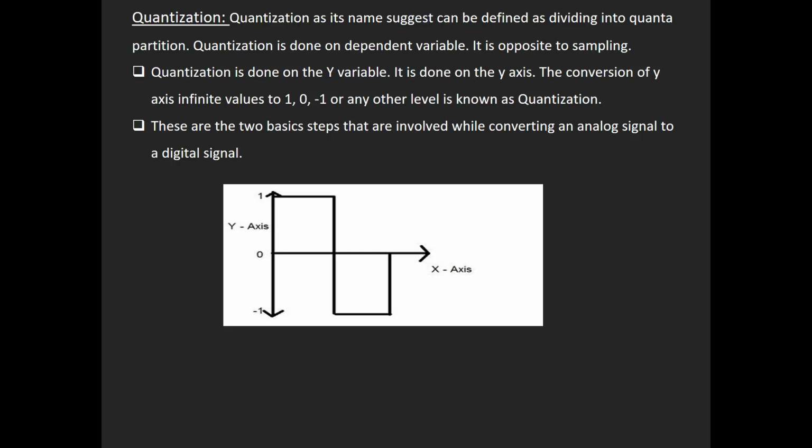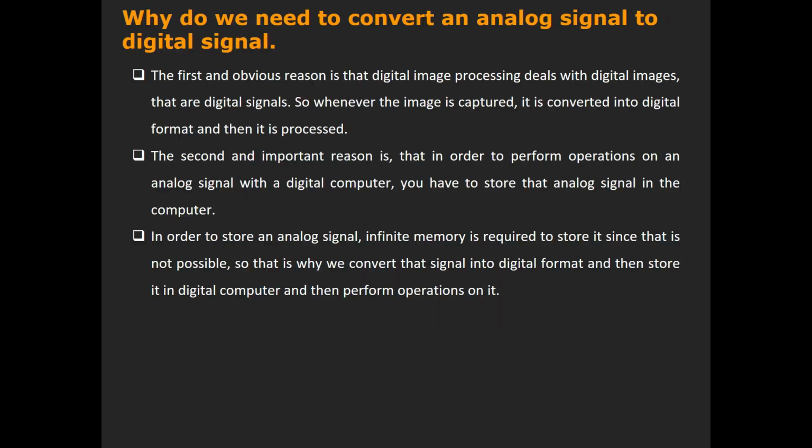These are two basic steps involved while converting an analog signal to a digital signal. In our later videos, we are going to discuss quantization and sampling in detail. So why do we need to convert an analog signal to a digital signal? The first and obvious reason is that digital image processing deals with digital images, that are digital signals. So whenever an image is captured, it is converted into digital format and then it is processed.